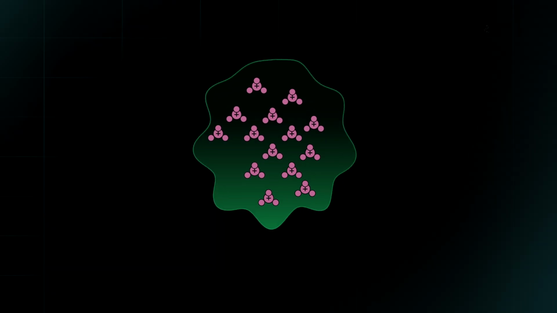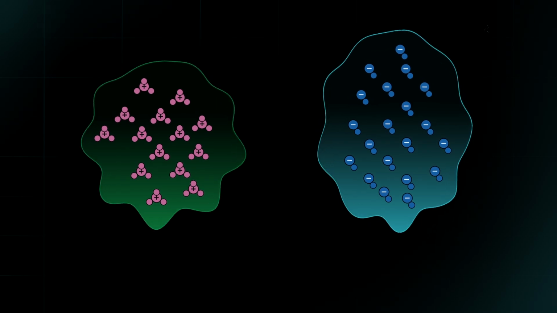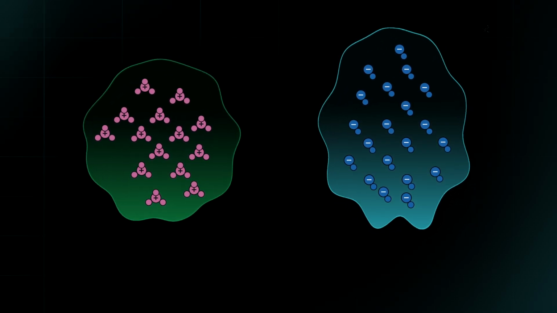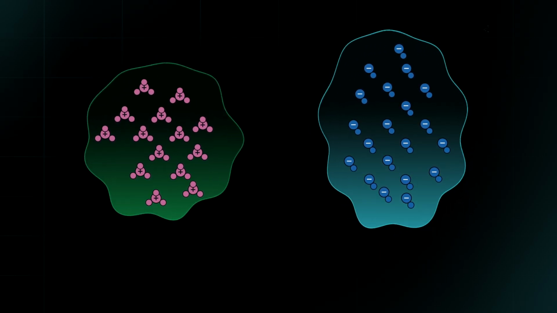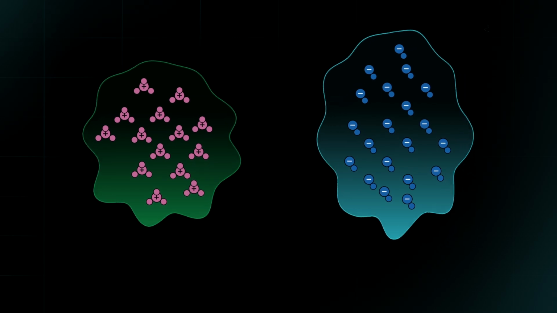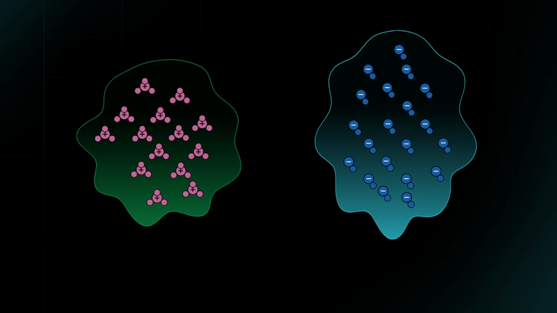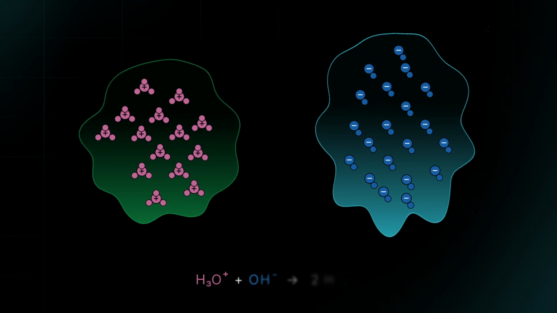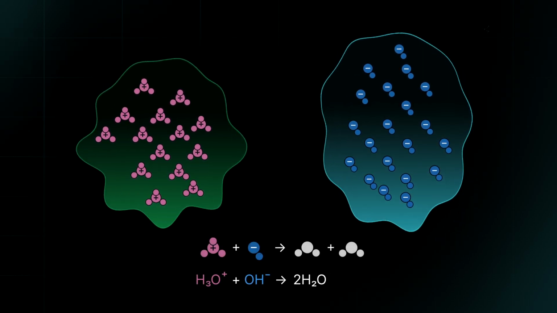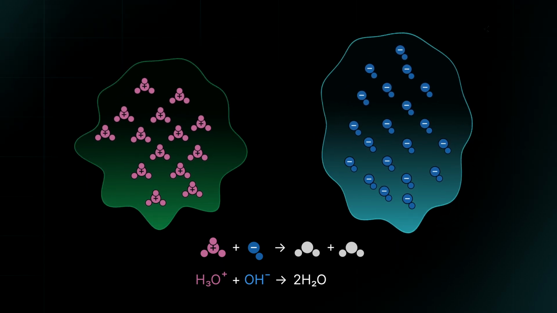Picture two opposing armies: strong acid monsters, hydronium ions, and strong base monsters, hydroxide ions, ready to clash. Each has a unique attack. Acids bring water molecules with an extra proton, forming hydronium, while bases bring water molecules missing a proton, forming hydroxide. When hydronium and hydroxide meet, proton transfer occurs, neutralizing them into two water molecules that merge with the surrounding aqueous solution. The monsters also bring along their fans.